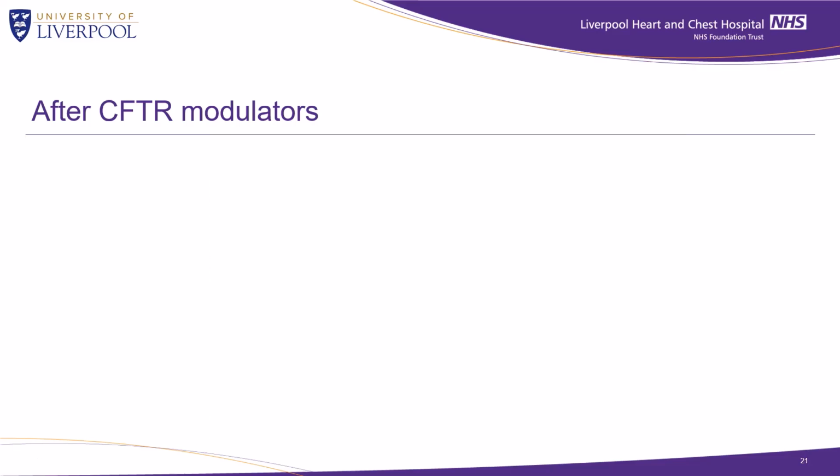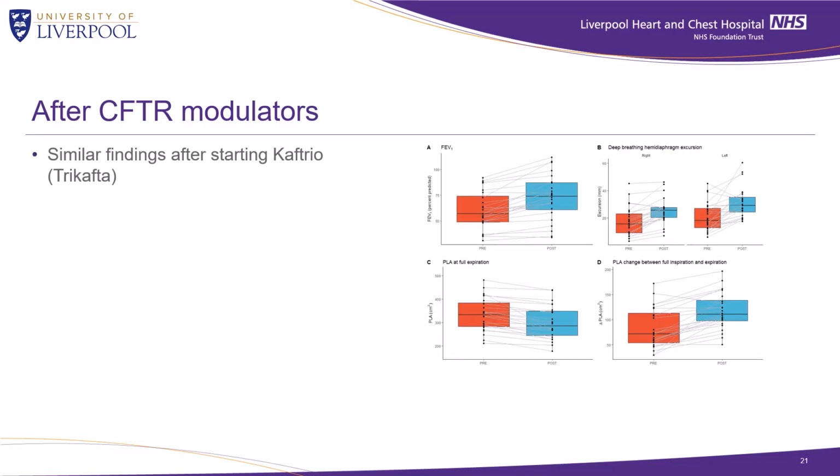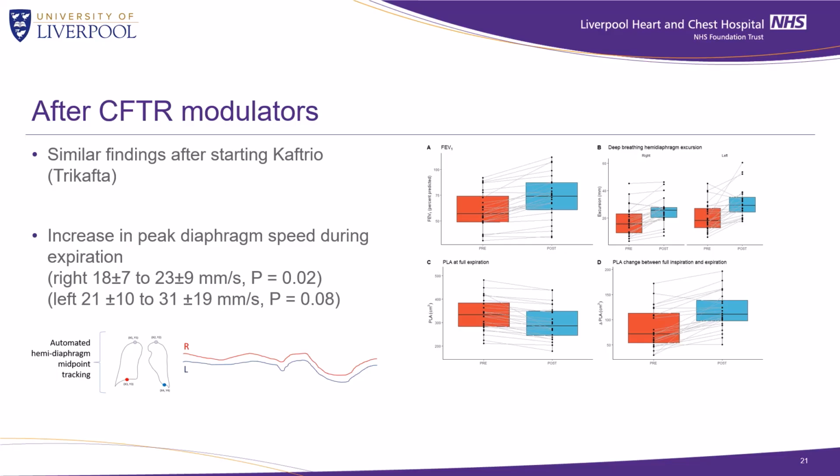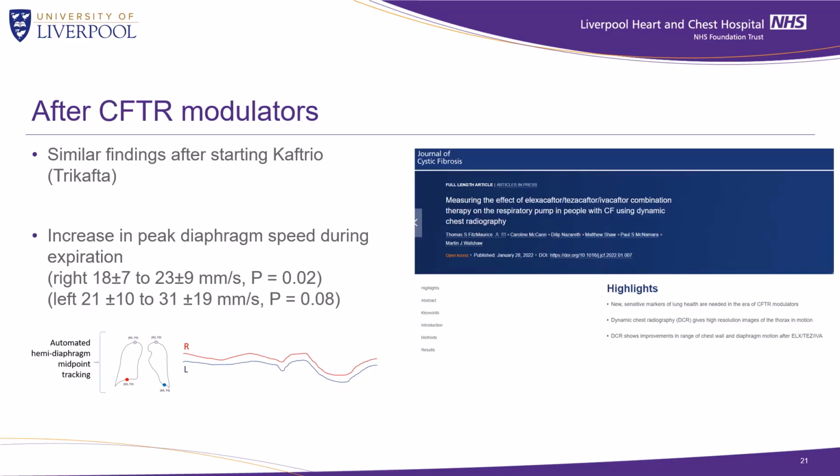So we observed similar results after modulator treatment in a further subgroup of individuals, suggesting that we can measure the effects of a reduction in inflammation and restoration of normal lung physiology using DDR. We suggest that this reduction in expiratory projected lung area represents a reduction in functional residual capacity of the lungs. The increased expiratory diaphragm speed, again suggests an improvement in elastic recoil of the chest with a reduction of inflammation after modulator commencement. We published these results early this year in the Journal of Cystic Fibrosis.